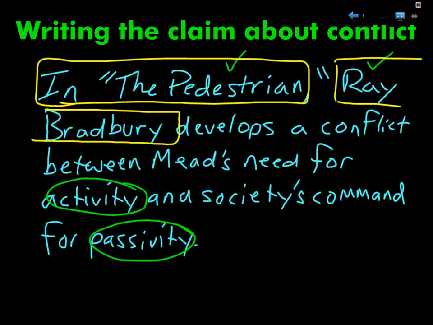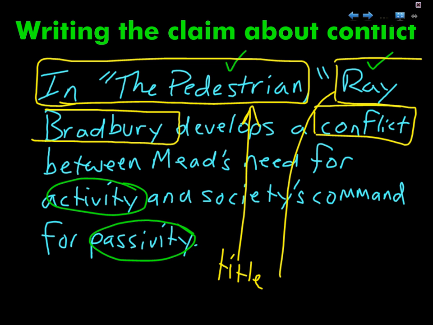In The Pedestrian, Ray Bradbury. In, whatever the title is, in Contents of a Dead Man's Pockets. Who's the author? Jack Finney. And then tell what he does. In this case, if you're responding to a prompt that says, explain the conflict, for instance, explain the person versus nature conflict in Contents of a Dead Man's Pockets, your response would look very similar to this. And you have three parts. There's your basic literary analysis claim.